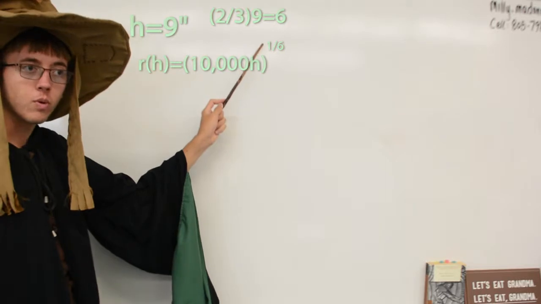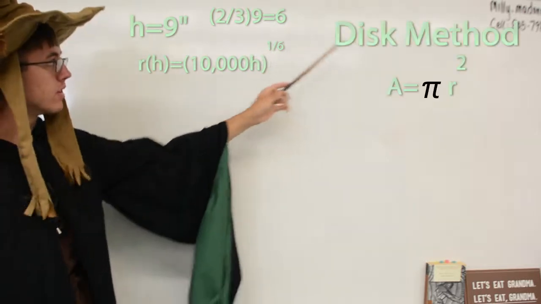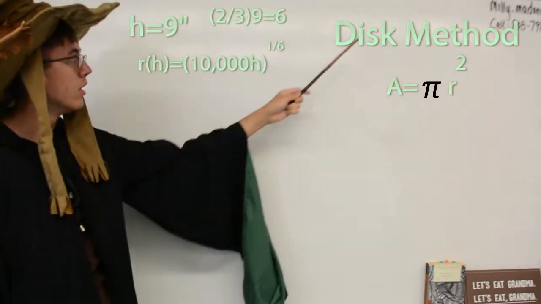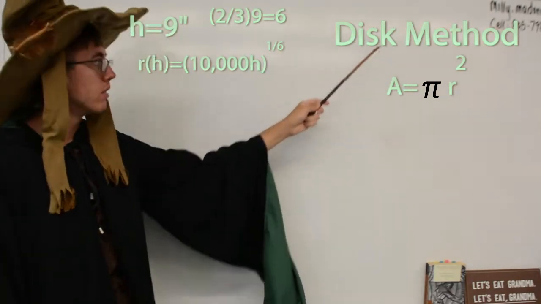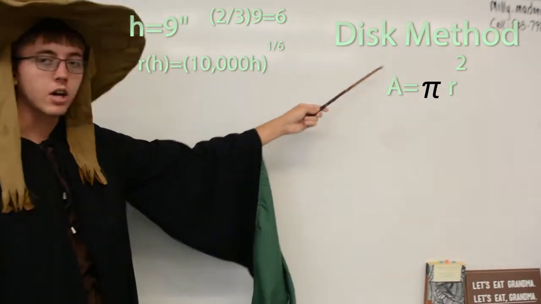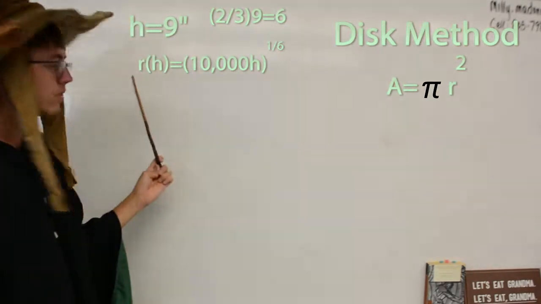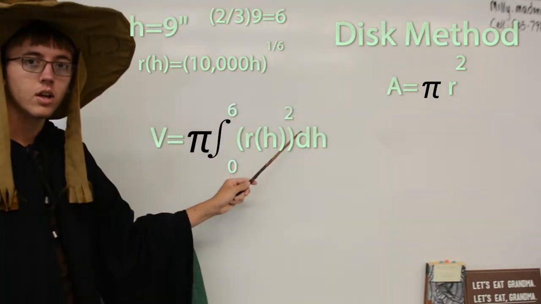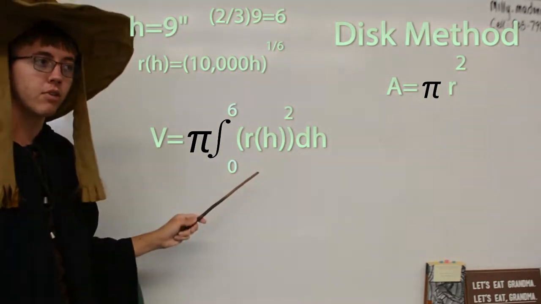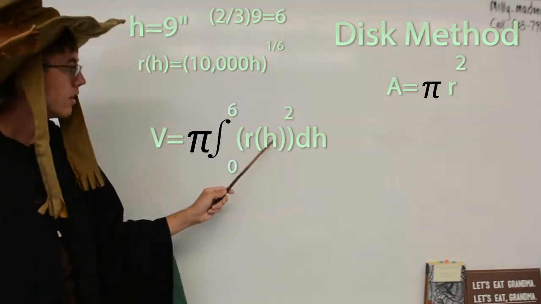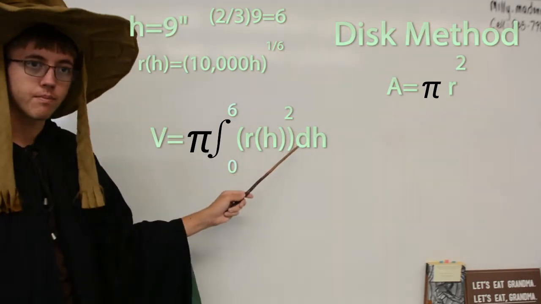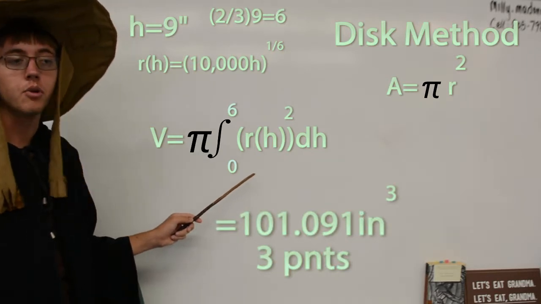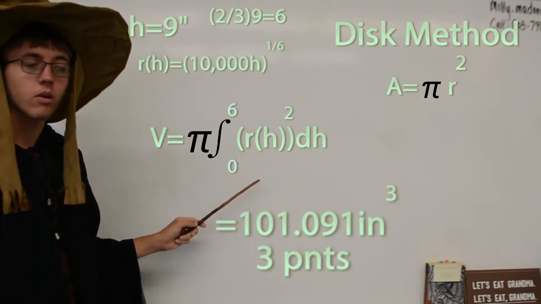Now, because this is a volume question, we would need to do the disk method, because we're using a radius and the cauldron is circular. The disk method's equation for the area of the circle would be pi r squared. In this case, our r is our function from over here. So we would set up our volume as pi times the integral from 0 to 6, because we're going from the bottom of the cauldron up to 6 inches high, of the radius function squared. If we plug that into our calculator, we would get that the volume is 101.091 inches cubed, or 3 pints.